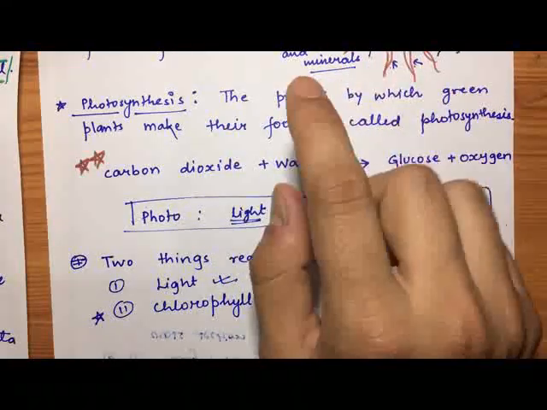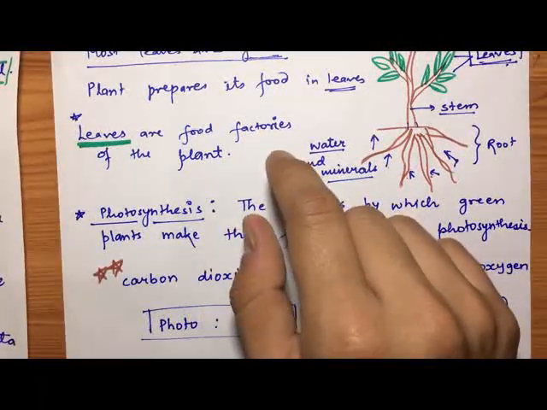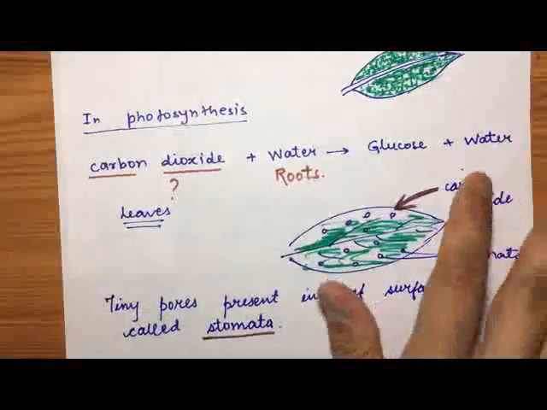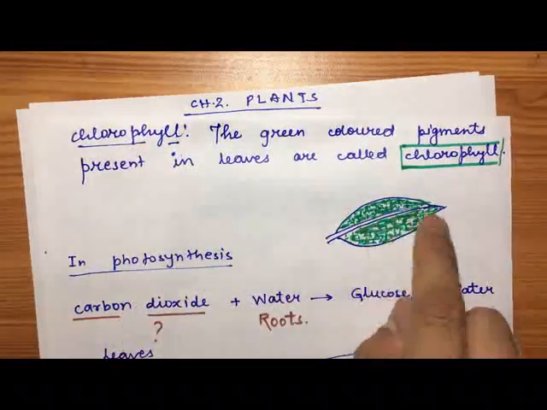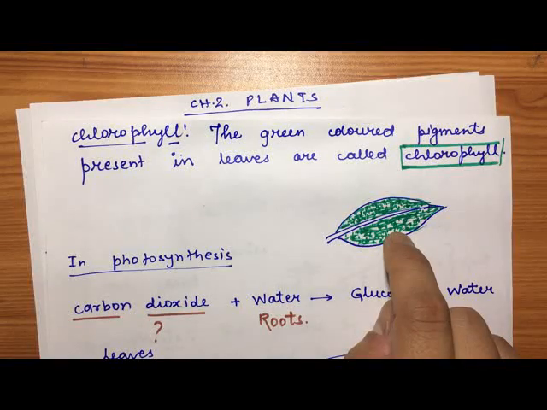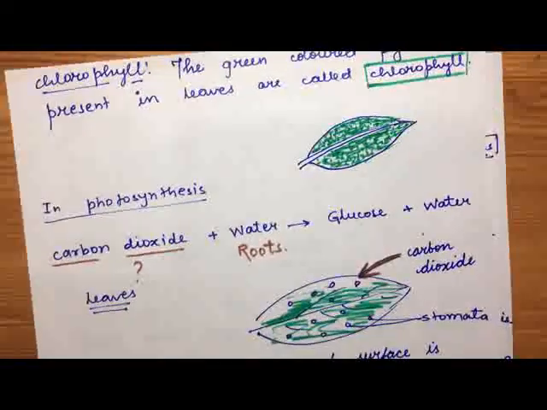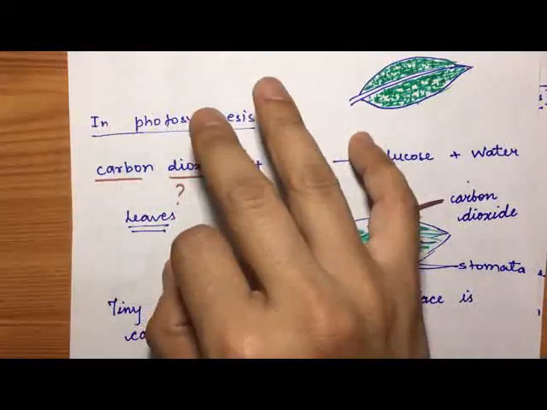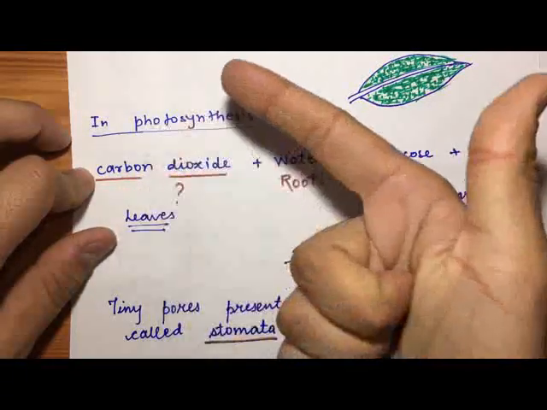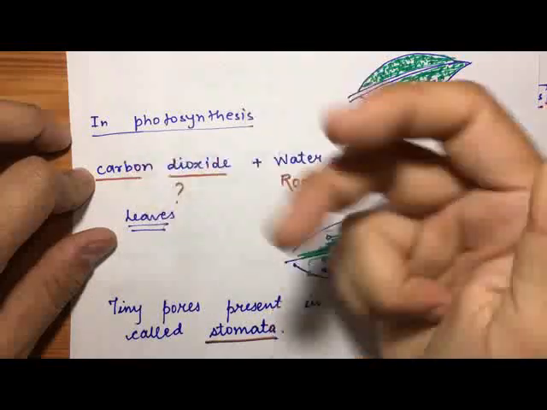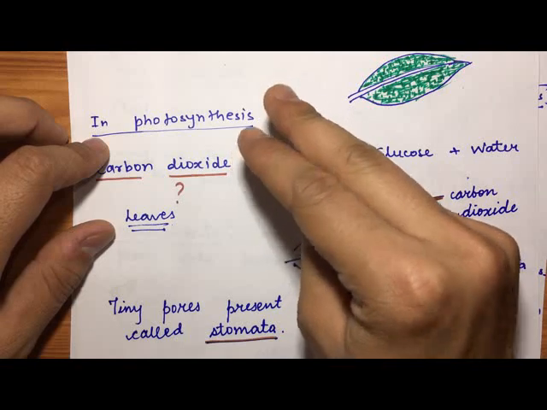Okay, the statement "leaves are the food factories of the plant", and the definition of chlorophyll. What was chlorophyll? The green colored pigment present in a leaf is called chlorophyll, and the stomata. Okay, so three basic definitions we had studied in the previous class: photosynthesis, chlorophyll and stomata.